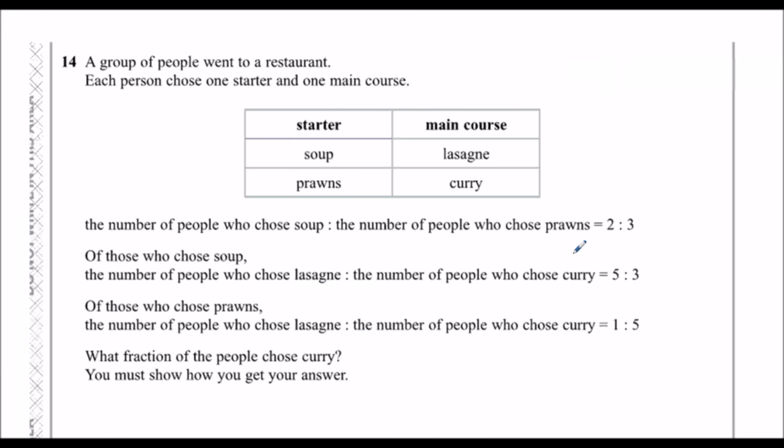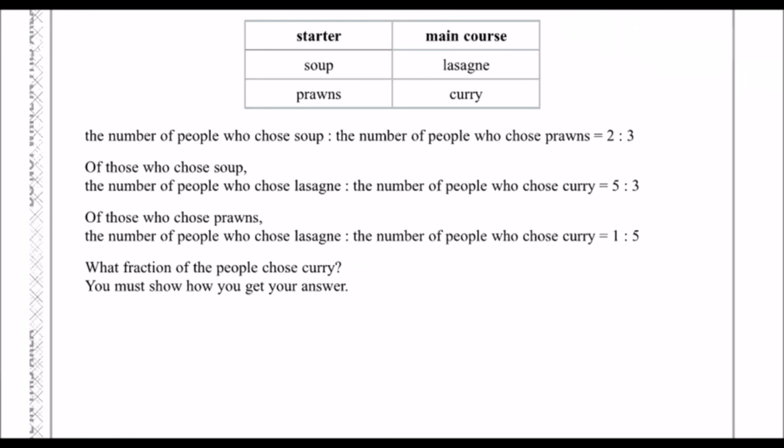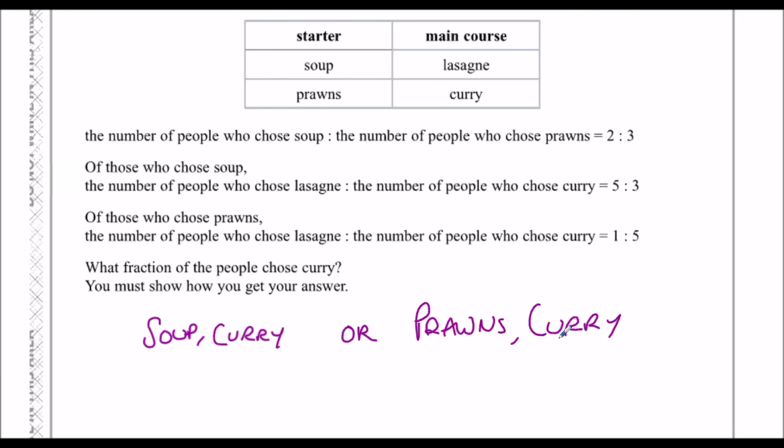Of those who chose soup, we've got lasagna to curry. Of those who chose prawns, we've got lasagna to curry. So what fraction chose curry? So we can either have soup and curry or prawns curry. So they're the two options we're looking for. So we want what fraction of soup curry, what fraction of prawns curry, and we'll add them together.